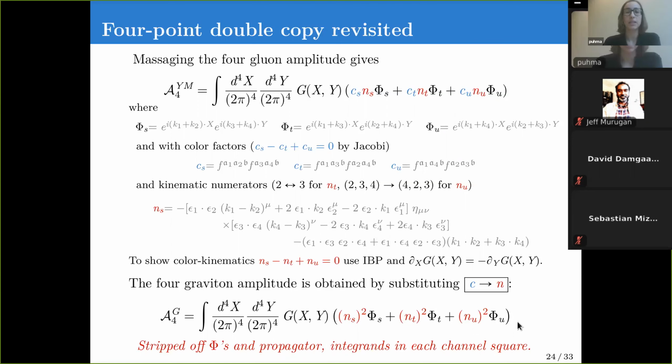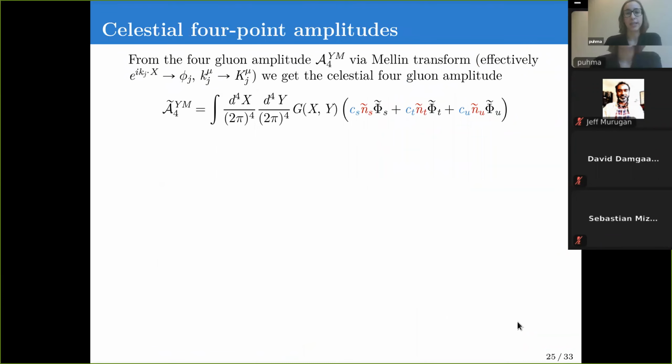Okay. So now we want to perform a Mellin transform on these 4-point amplitudes to get the celestial amplitudes and see how the double copy works there. So effectively what we do here is we replace these wave functions, the plane wave functions e to the i k dot x, by wave functions phi j and the momenta little k by the momenta capital K.